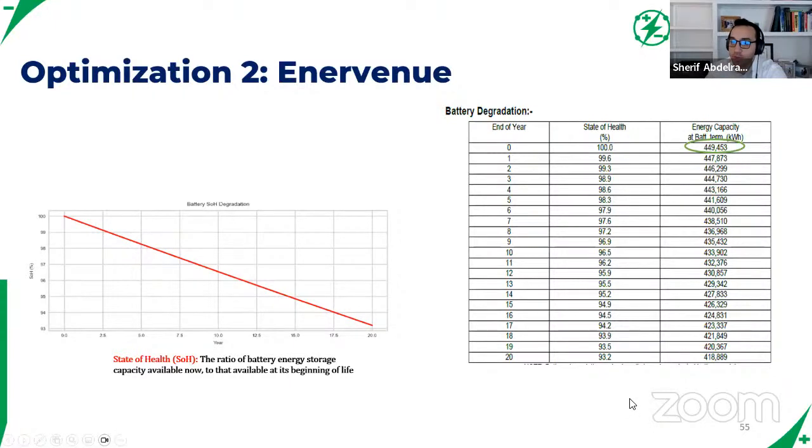The other difference you'll notice is that throughout the years, here you only degraded down to 93%. For lithium, this was 65%, right? So in addition to maintaining the required energy capacity at the POI for 20 years, you're also degrading much less throughout the years. So you spend more years having more energy capacity that you can utilize.